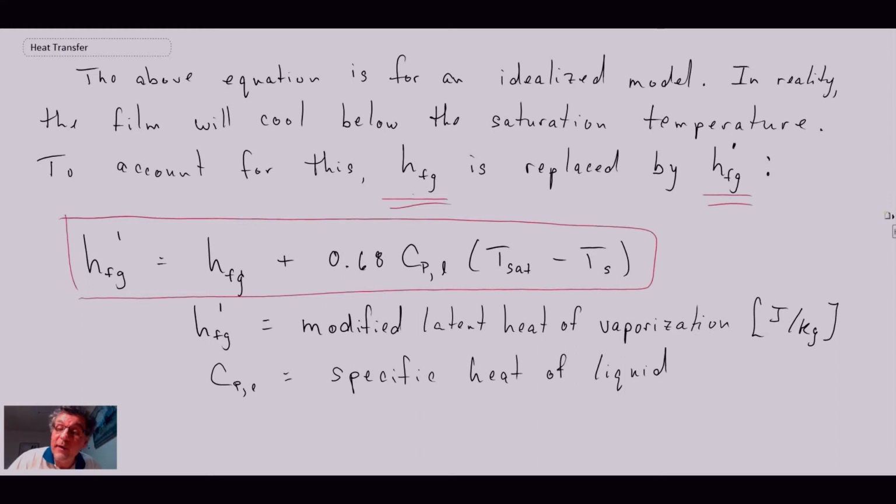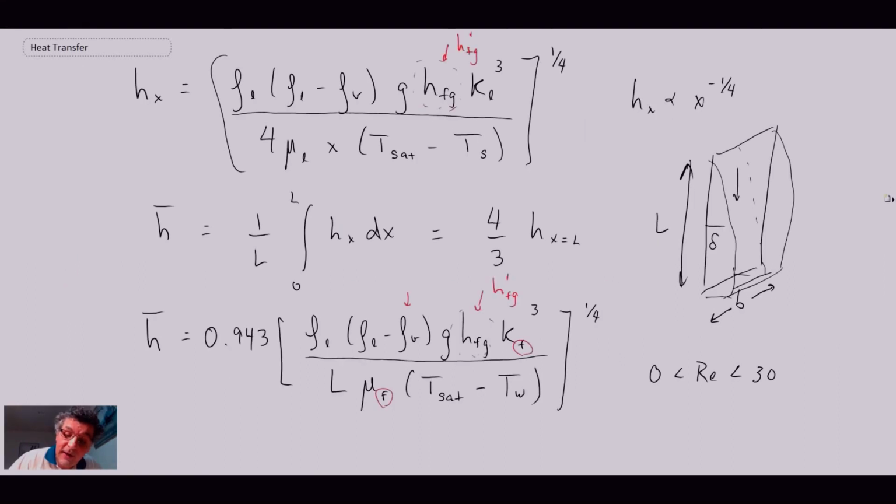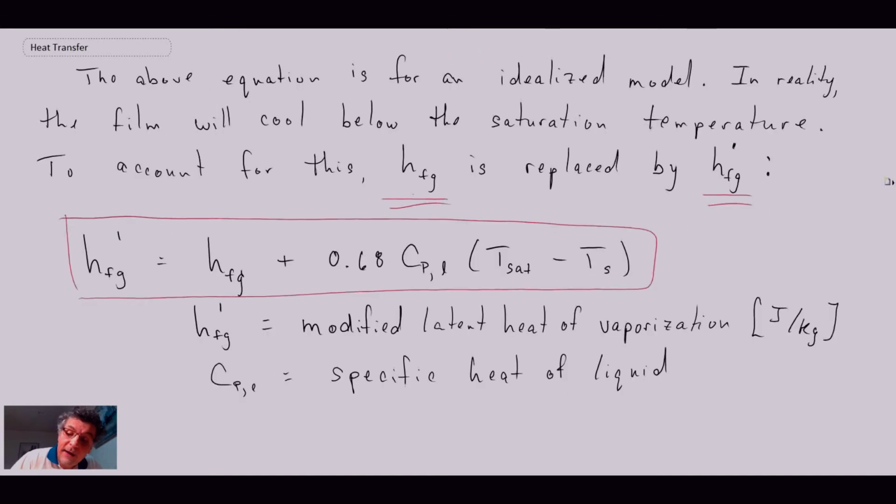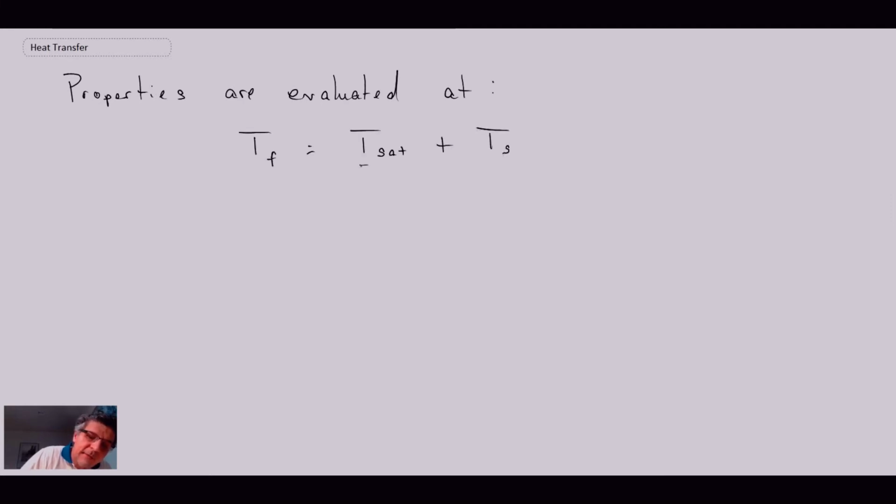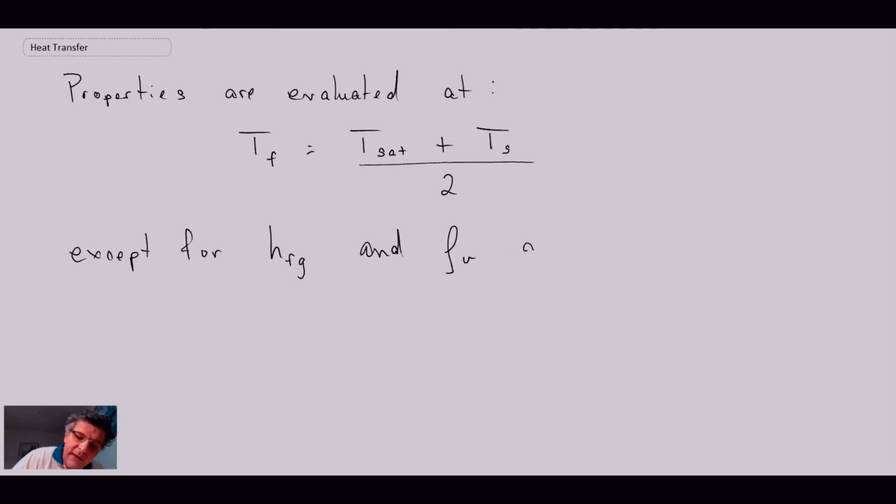Now, where do we evaluate the properties? I was showing it here by putting the F. The liquid properties should be evaluated at the film temperature. The film temperature is your saturation temperature, for the particular pressure you're looking at, plus the wall or surface temperature, divided by 2. The exception is hfg, the heat of vaporization, and the density of the vapor, which should be evaluated at Tsat.